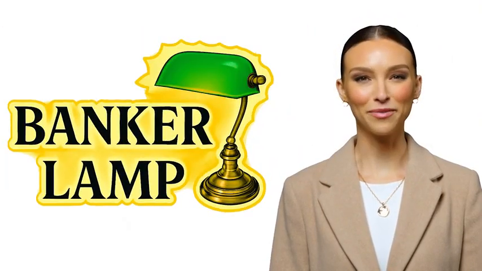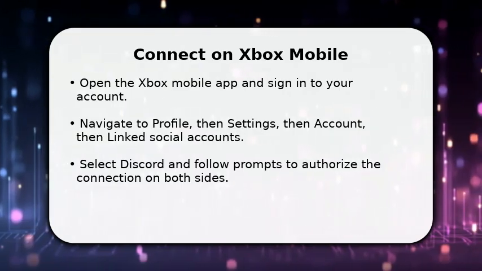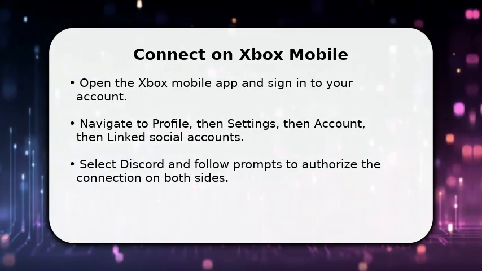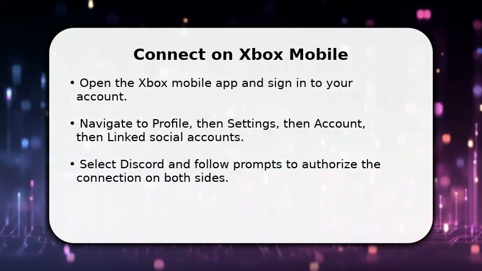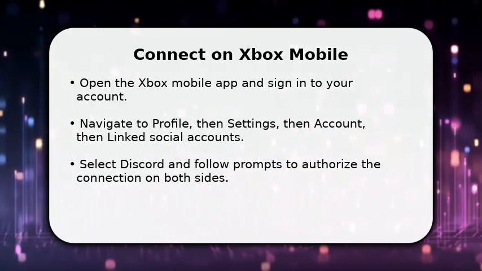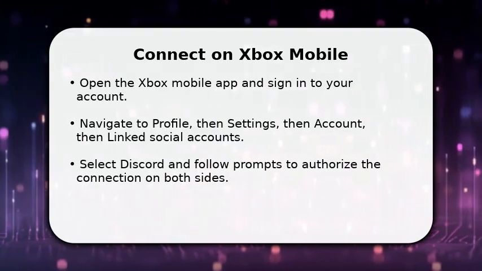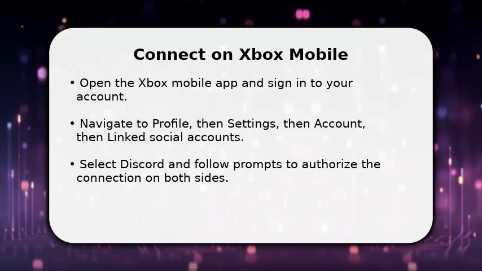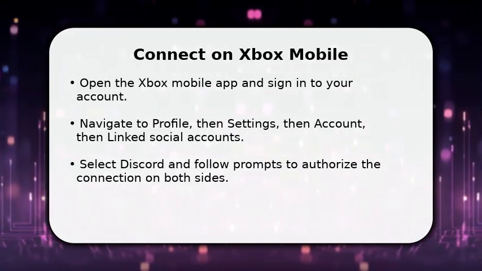In this video, I will explain how to connect Discord and Xbox step by step. Open the Xbox mobile app and sign in, then go to Profile, Settings, Account, Linked Social Accounts to add Discord. Approve the connection on both Discord and Xbox prompts, then choose which voice and presence settings to share. Test the connection in a party or game chat to confirm status shows on Discord.